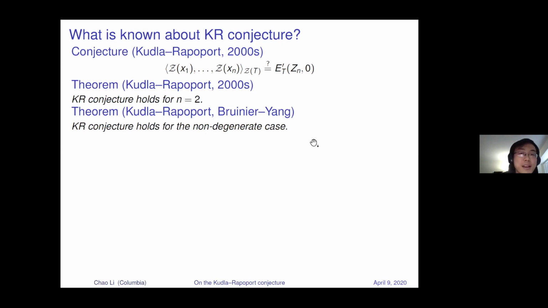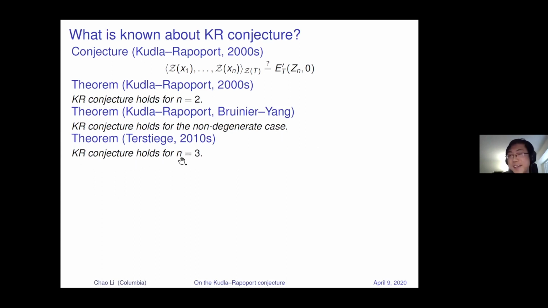Okay, and the next essential step was taken by Terstiege. He proved that the Kudla-Rapoport conjecture holds for the next case, n equals 3. Let me remind you, this is the case that recovers the classical Gross-Keating formula. And in fact, this is the first case where degenerate intersection will happen, and Terstiege's formula actually treats all these degenerate intersections as well.